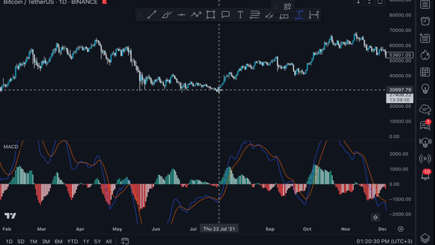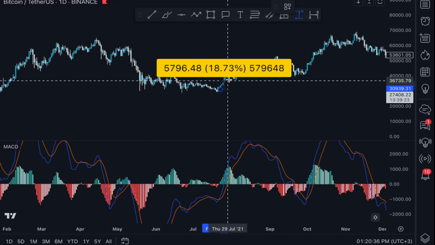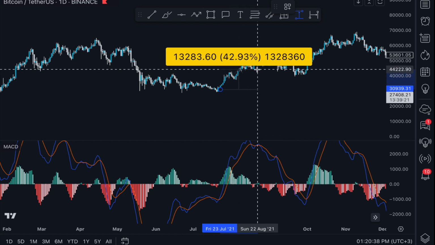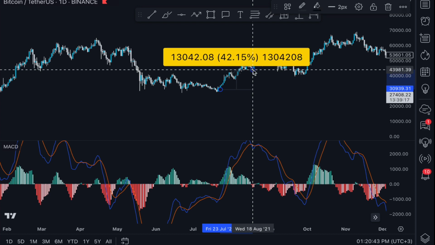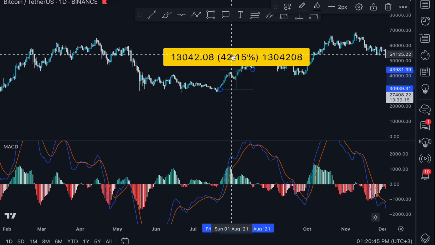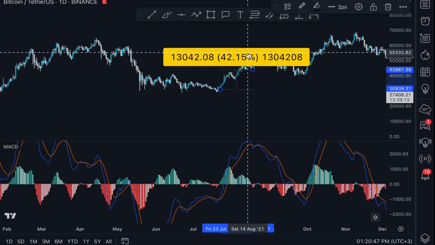For example, in this case, you could open your position when you see the green bars on the MACD histogram. For example, you decide to fix your profit when you see the first red bars. You could get more than 42% of profit by opening this trade.